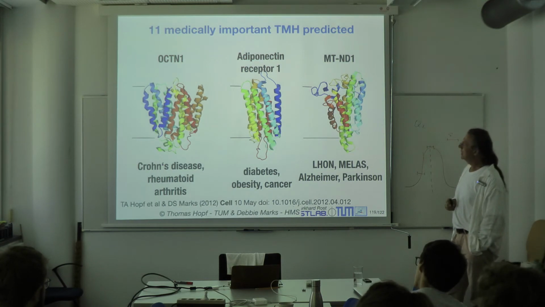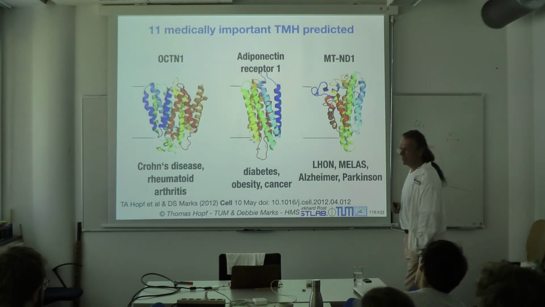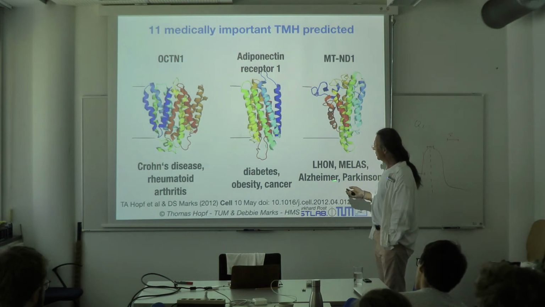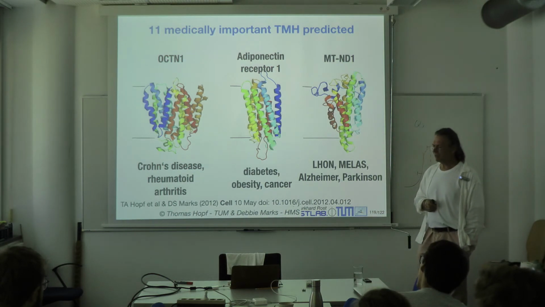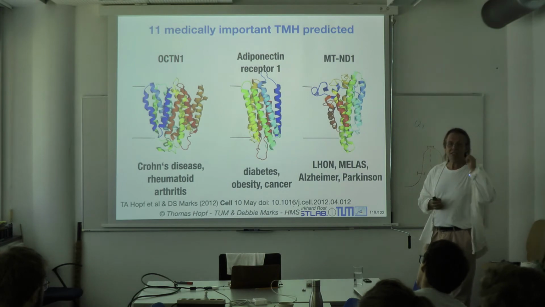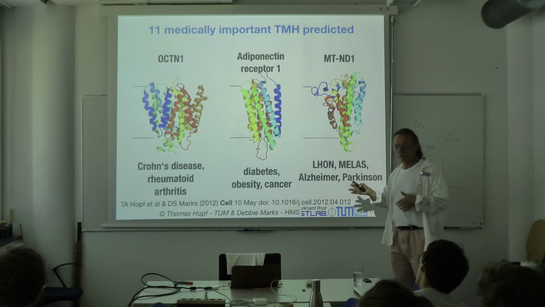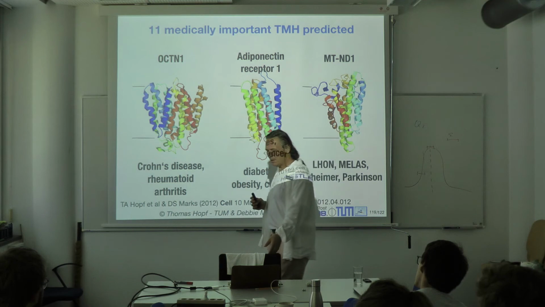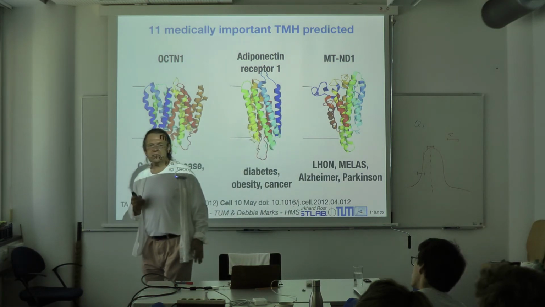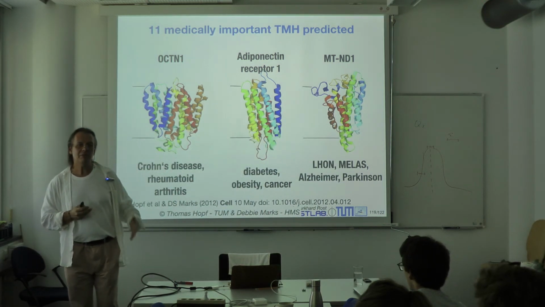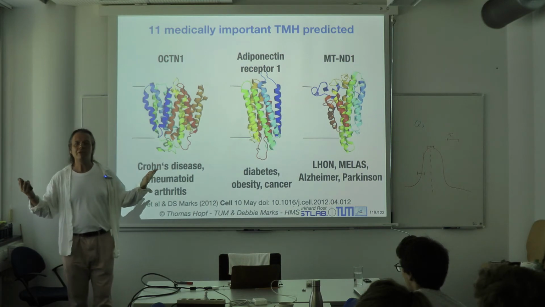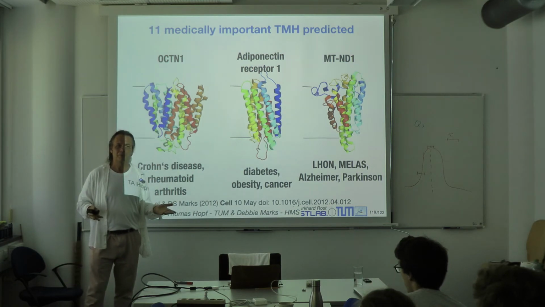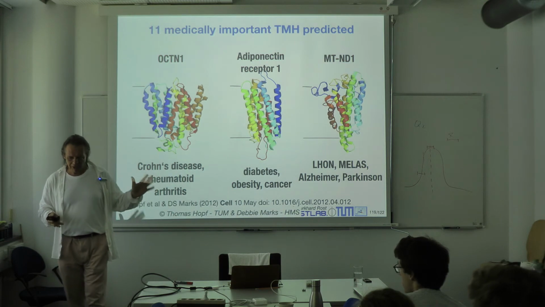Again here, de novo predictions for important proteins, and here are just 3, with their disease involvement, for which nothing else existed. So we can do that. The group of Debbie Marks and Chris Sander has a web server now. This is available for membrane proteins, for just 50 of all the membrane proteins out there.